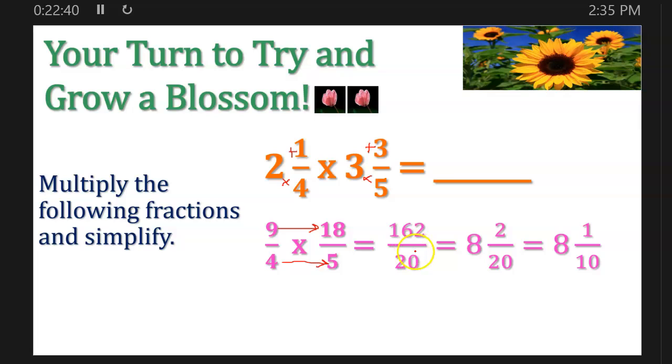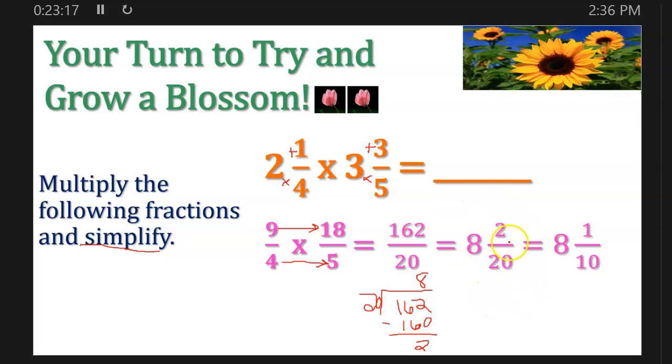So if you got that far, you were close, but not quite finished because you still had to simplify it, which means we have to turn it back into a mixed number here. So if you divide 162 by 20, you're going to get 8. Here, I'll go ahead and do it down here just to show you. 162 divided by 20. You're going to get an 8 because 8 times 20 is 160. And that's going to also give us a remainder of 2. And that 2 goes over the existing denominator of 20.